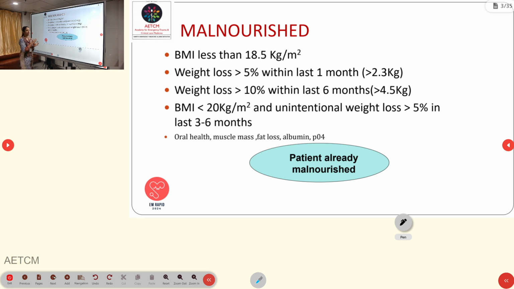These are based on the weight. Otherwise, when we look at the patient, we can see malnourishment based on loss of muscle mass and fat loss, and the patient's oral health. Along with that, some lab parameters like albumin and phosphorus, if low, mean the patient is malnourished. So, when this patient gets admitted to the critical care unit, we will have to manage the existing malnourishment and also give essential nutrients to the patient.